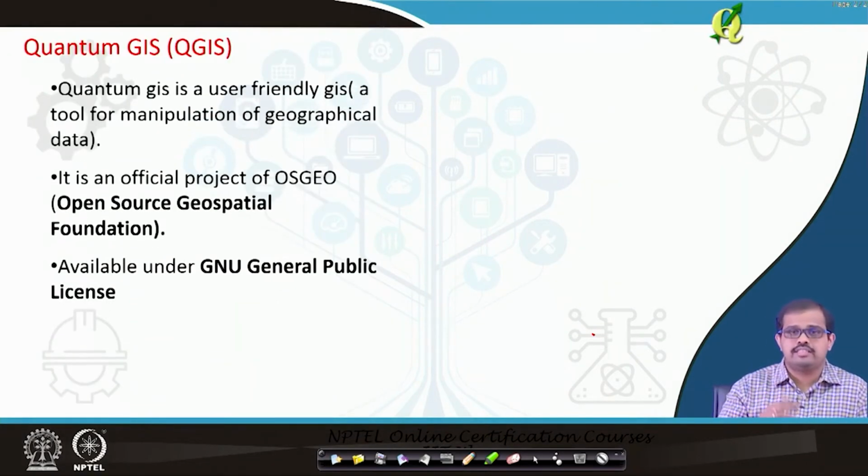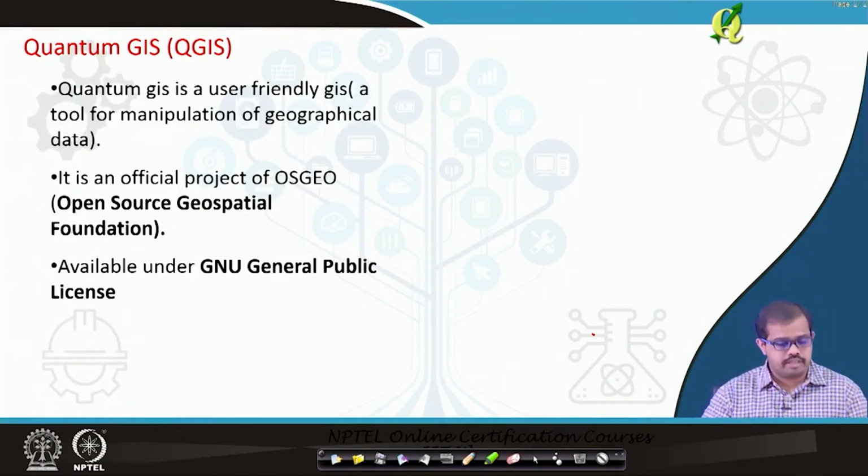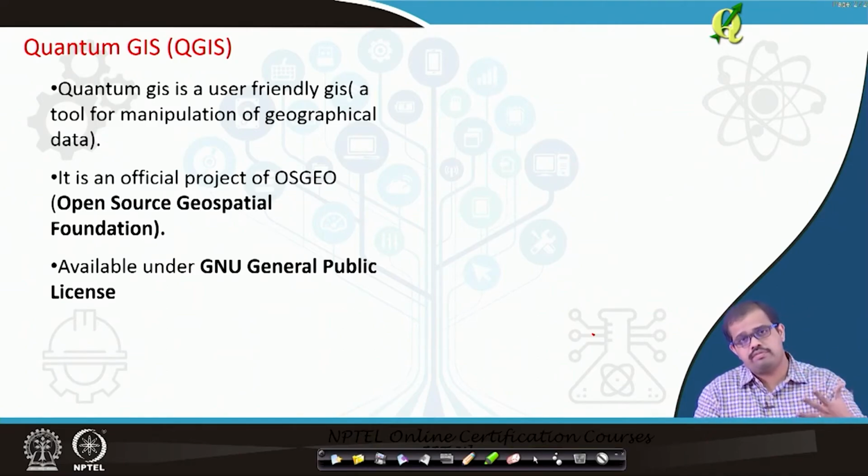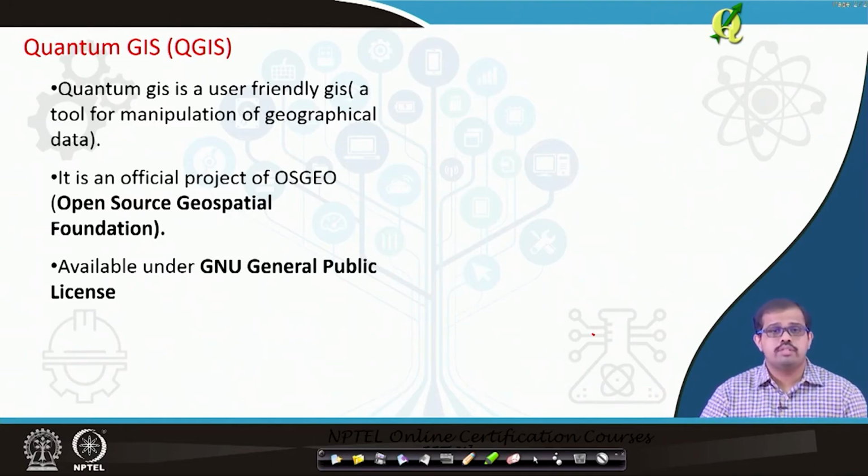So the next thing is the Quantum GIS. This you have seen. So it is a user friendly GIS. I would say it's a collection of tools or a software which primarily is an official project of OSGeo, that is Open Source Geospatial Foundation. It is under the GNU public license. So I have spoken about the license already.